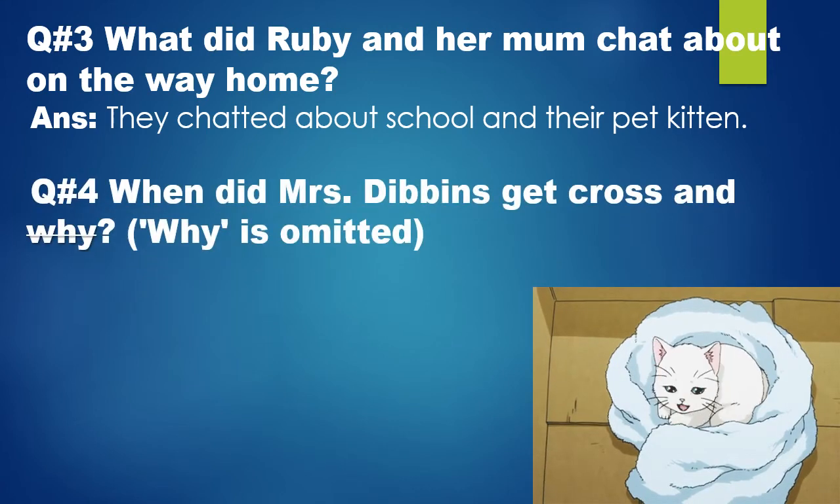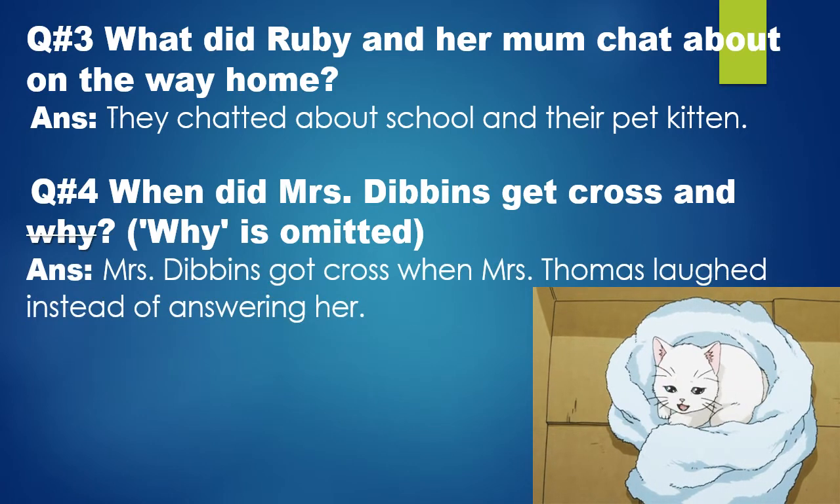Next question in your book is, when did Mrs. Dibbins get cross and why? In this question, why is omitted and there is no need to write the answer for this why. The answer for the question is, Mrs. Dibbins got cross when Mrs. Thomas laughed instead of answering her.